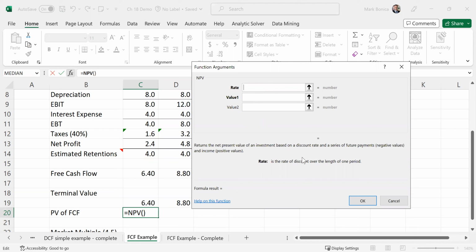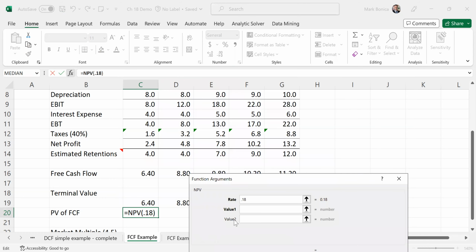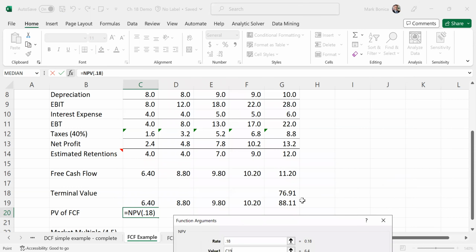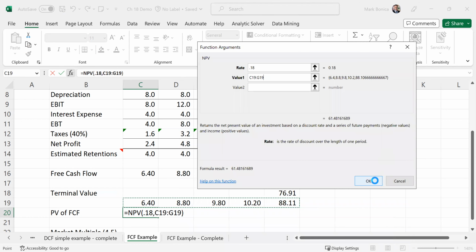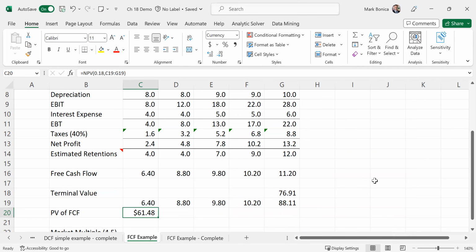%, right? And we've got to write it in as 0.18 here. And then with the values, we can just grab the whole row of values and then hit OK. And we get 61.48, 1.5.